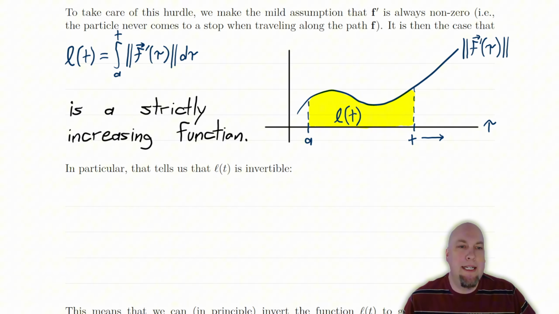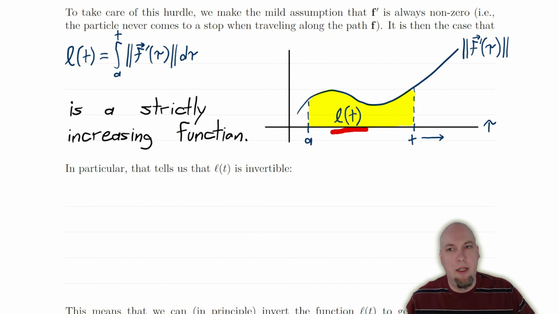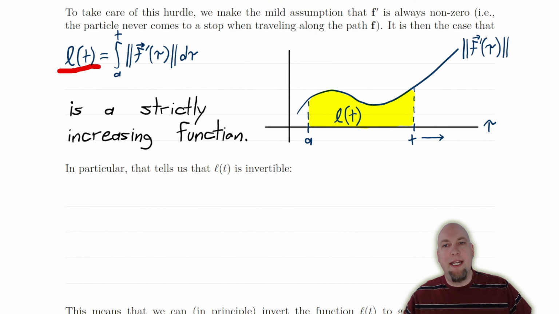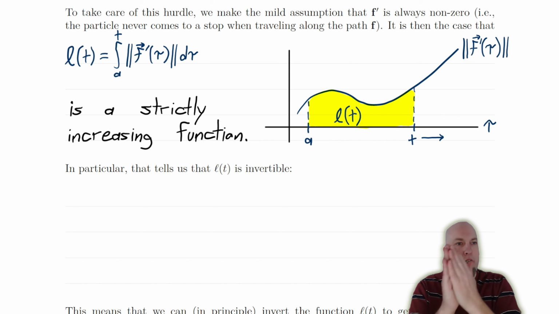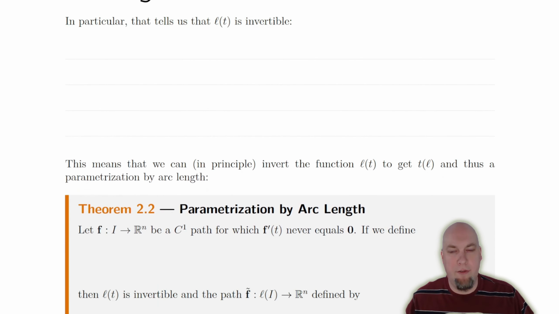And what happens as I increase t? Well, this area is going to increase. Every time I move t over to the right, I accumulate strictly more area. So L of t is going to go up. This function L of t is an increasing function. As you plug in larger values of t, you get larger values of L. And that's enough to tell me that the function L is invertible, actually.